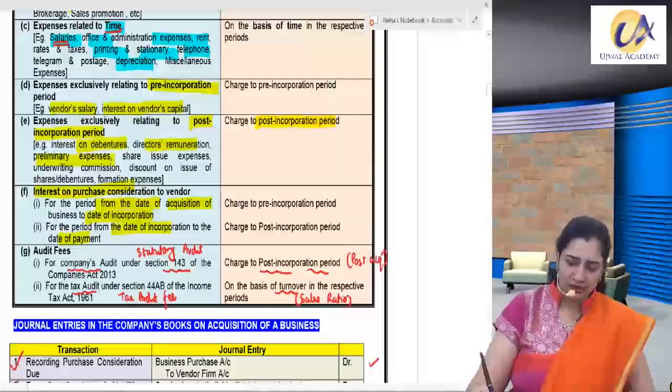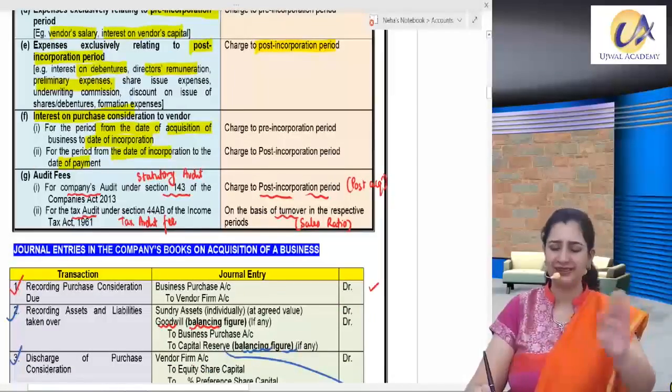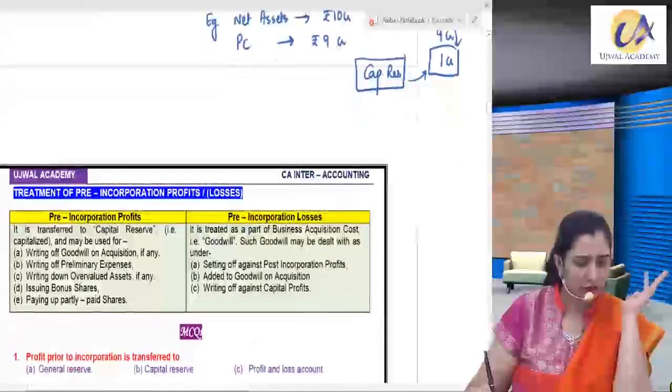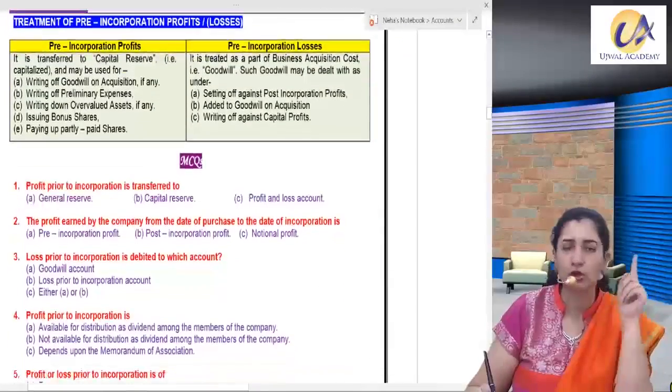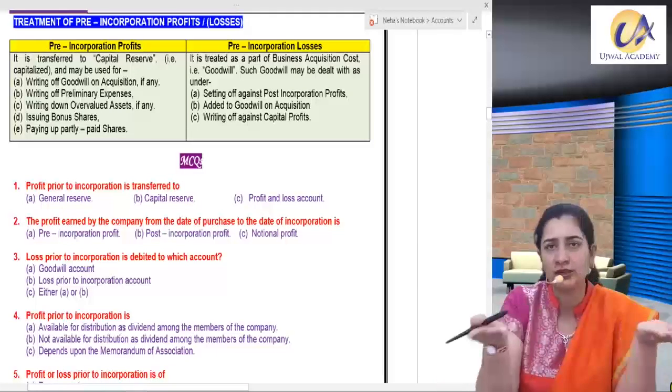We have already finished the journal entries. Remember, logically think of the expenses. You have to split up the expenses every time. Okay, and what will you do with those pre-incorporation profit or losses? You know you cannot distribute them as dividend. Dividend allowed ही नहीं है देना.